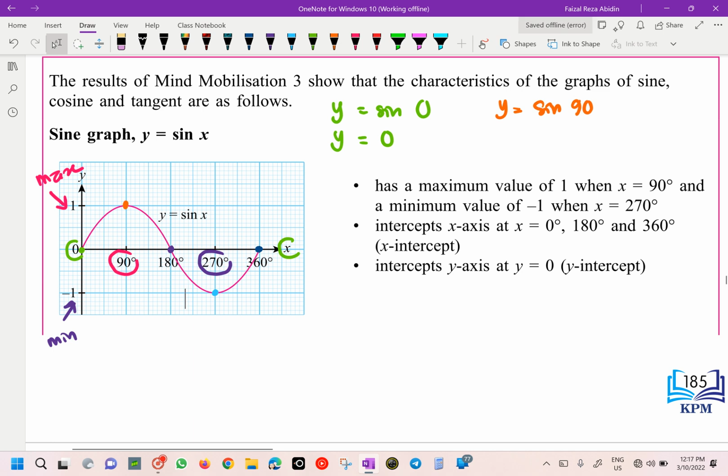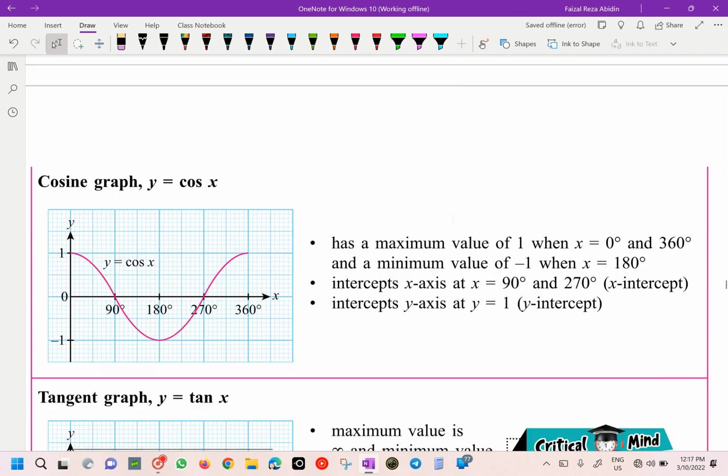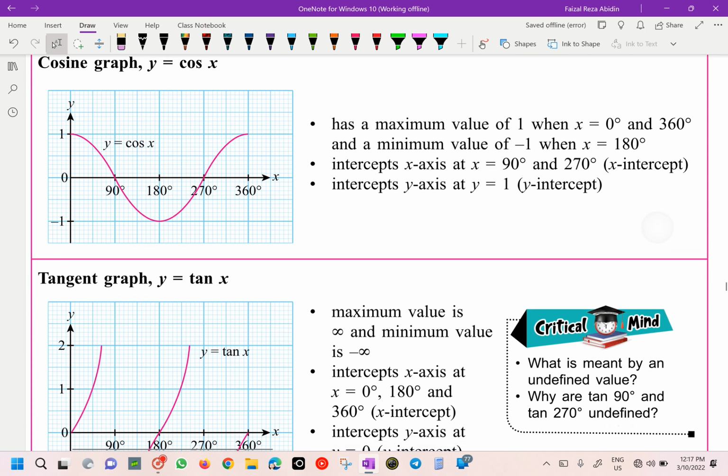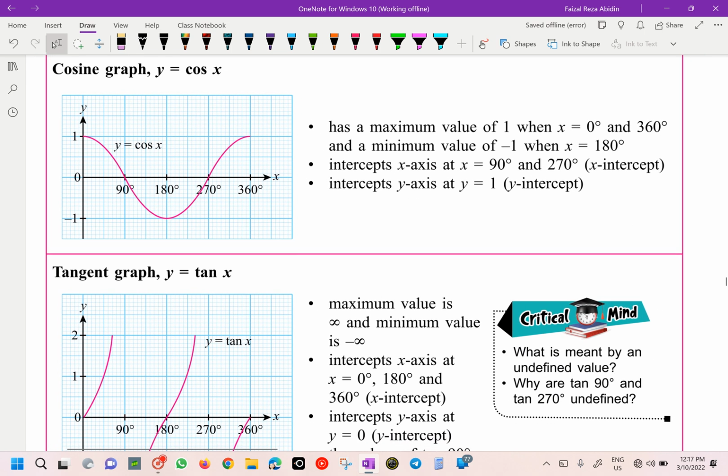So we are going to have the graph of sine there. Okay? Okay, now, have you already learned this in your maths here? This one? Not yet? Okay, maybe later. Okay, for your cosine graph. This is our cosine graph.